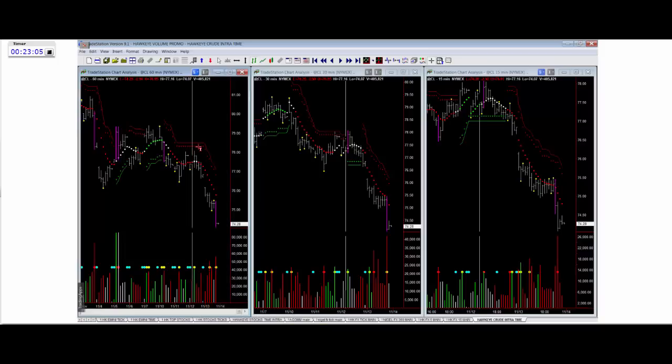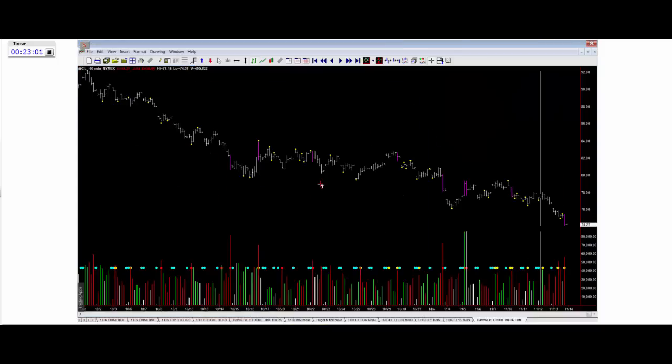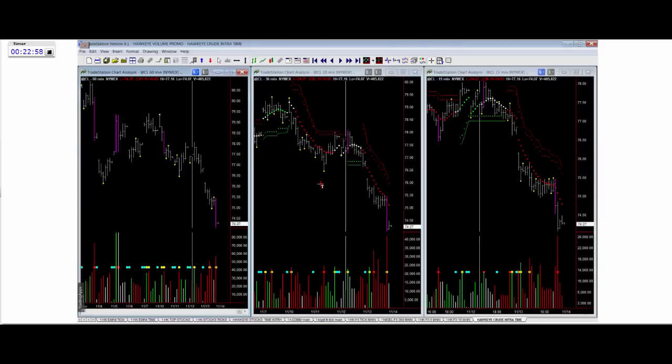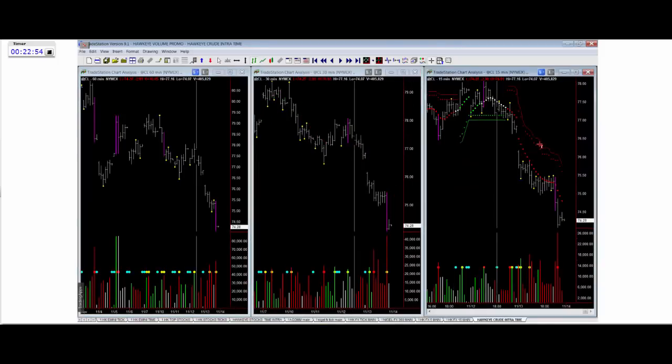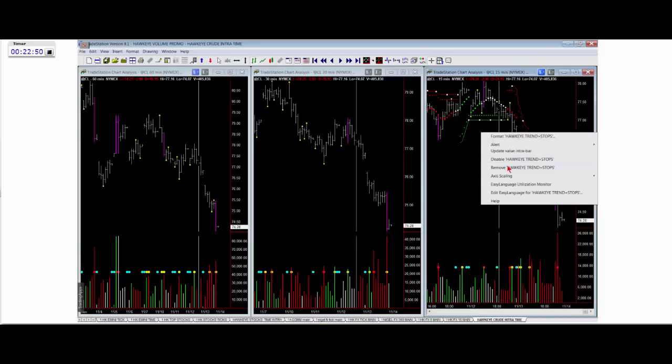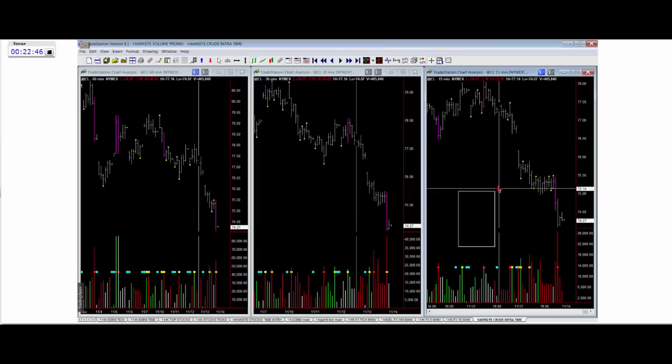That indicator is not included in the package, which is the Hawkeye trend. Let me just remove that. Remove this. I know that you have your own indicators that you want to put up. I don't want to show you the whole Hawkeye suite. I'm showing you what the volume does.